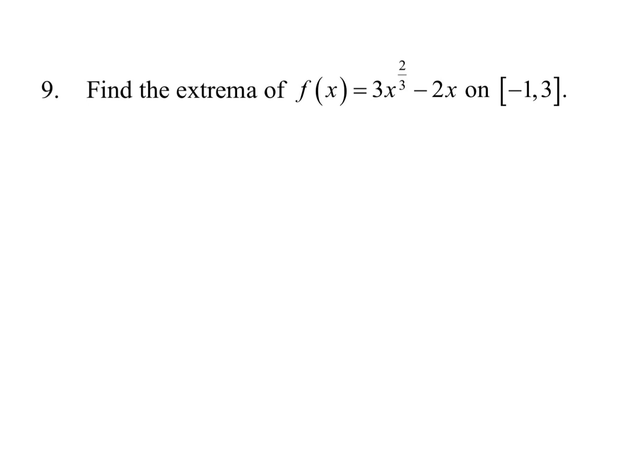And maybe if you did it that way, you wouldn't forget to check them. That being said, I didn't do that. I went and found, I'm trying to find the critical values, critical numbers first. So in order to do that, I need to take the first derivative. And so the first derivative of f of x is 2x to the negative 1/3 minus 2.